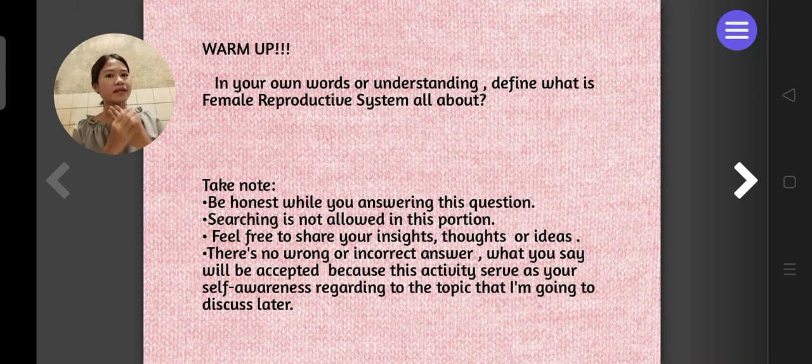Here's our warm-up activity. In your own words or understanding, define what a female reproductive system is all about. But take note, be honest while you're answering this question. Searching is not allowed in this portion. The third is feel free to share your insights, thoughts, or ideas. And lastly, there's no wrong or incorrect answer. What you say will be accepted because this activity serves as your self-awareness regarding the topic that I'm going to discuss later.